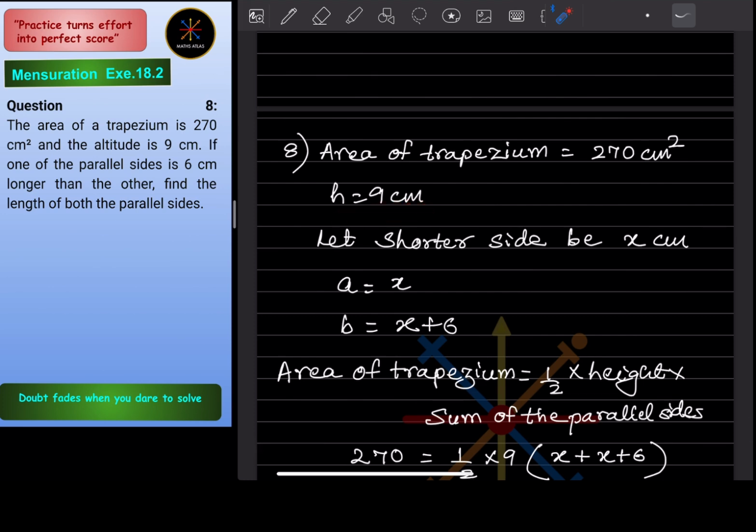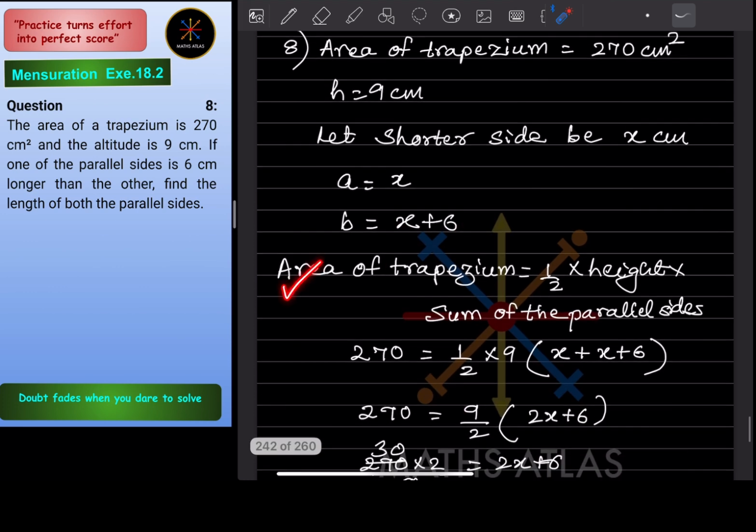Because they said one of the parallel sides is 6 centimeter longer than the other, let the shorter side be x centimeter. So A is x, and the other side is going to be 6 centimeter longer, that is x plus 6. Now we'll start with the formula: the area of the trapezium is half into height into sum of the parallel sides. So the area is given as 270, half into the height, which is 9, and the sum of the parallel sides, which is x plus x plus 6.